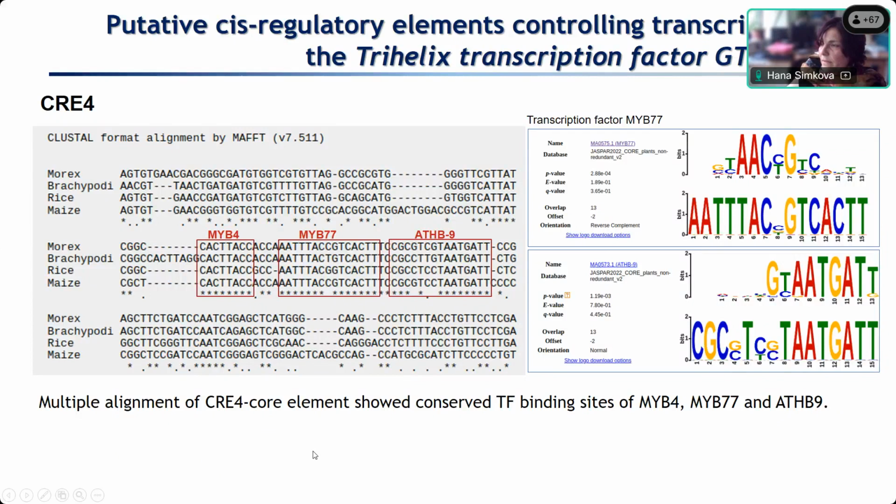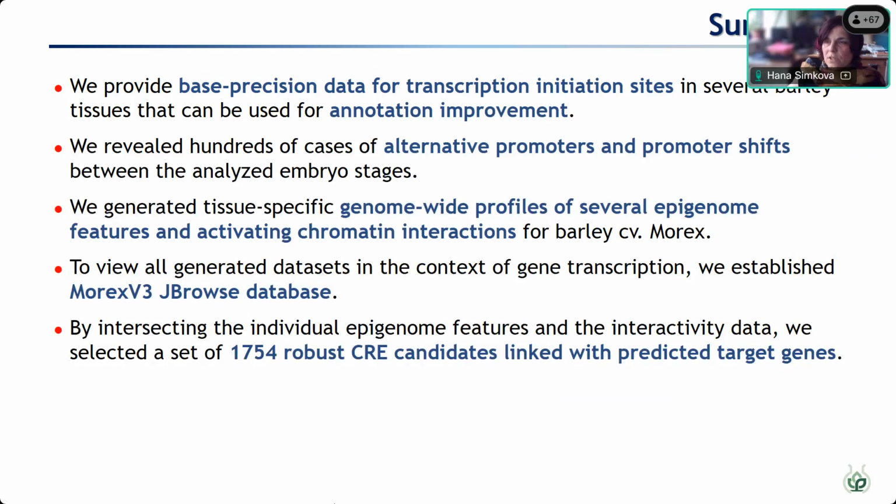So to sum up this first part of our presentation, I can say that we generated base-precision data for transcription initiation start sites for several tissues that can potentially be used for annotation improvement. I would say it will be even better after we generate a bigger collection of data for the other stages, a kind of promoterome atlas, which has been generated for human and for several animal genomes. Then we identified these interesting shifts or alternative promoters, and this is also something that we want to investigate in the future.